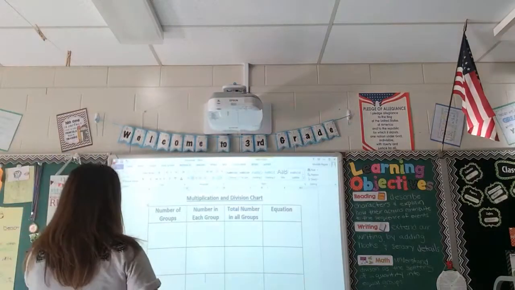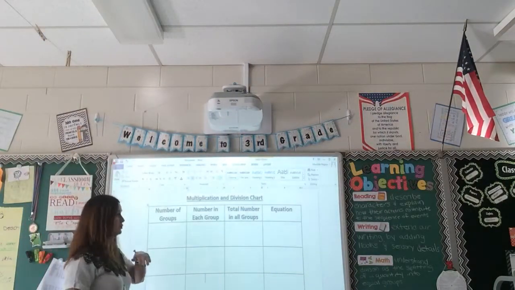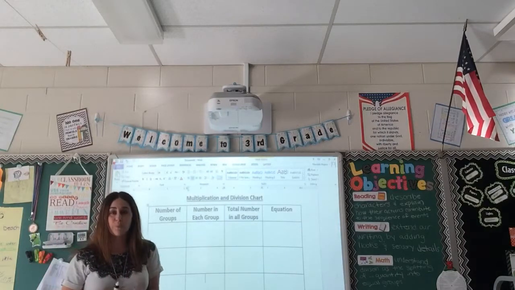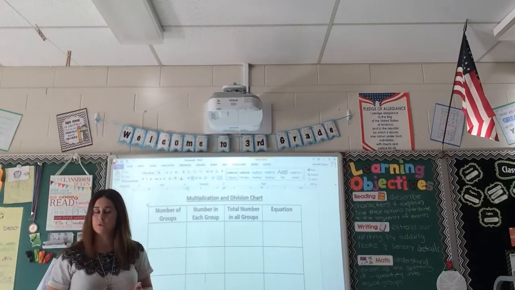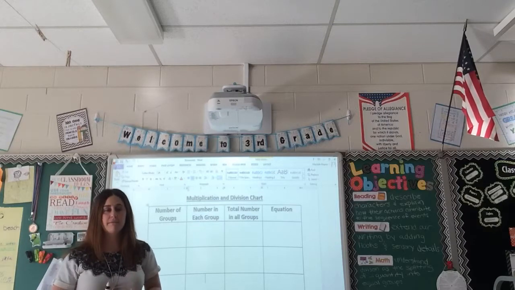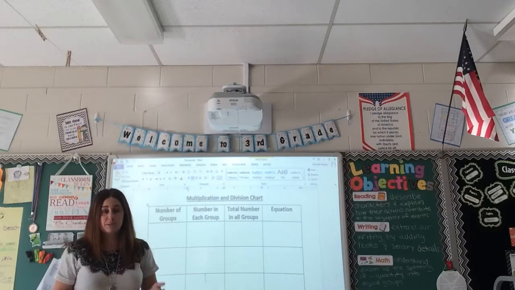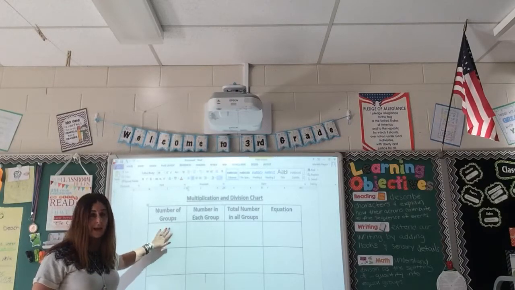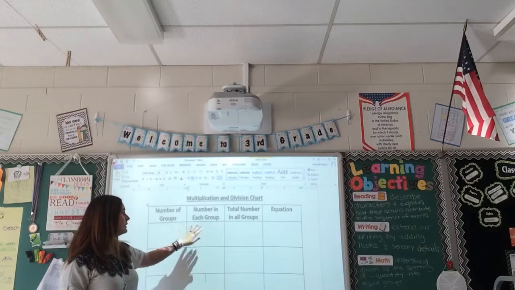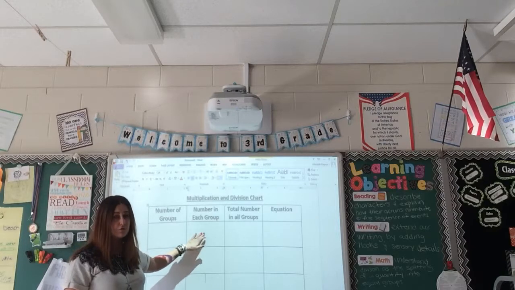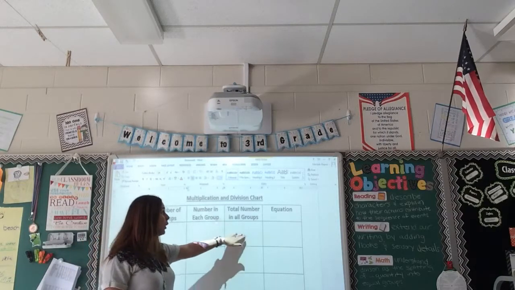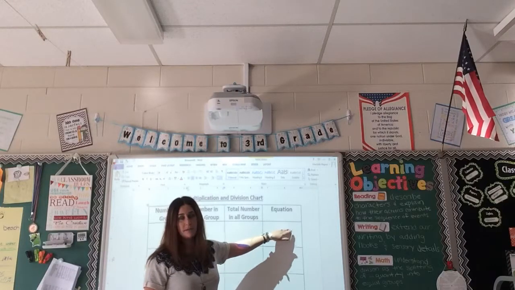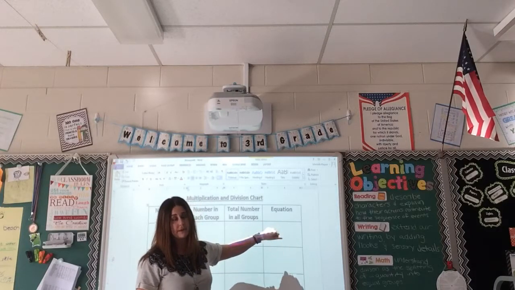This is a multiplication and division chart. So when you're reading your story problem, you have to think, what information is this problem giving me? Is it telling me the number of groups that I have? Is it telling me how many are in each group? Is it telling me the total number in all the groups? And then it's usually not going to give me the equation. I need to come up with that myself as a student.